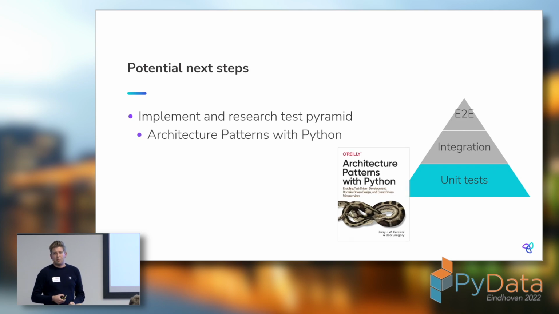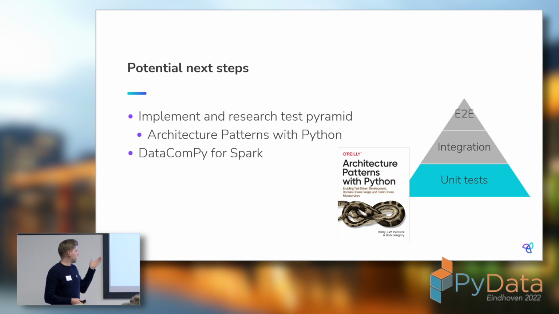A book that has helped me at least to become more confident in that is Architecture Patterns with Python. It's not necessarily a data science or a data engineering book. It's more focused towards software engineering. And today we also used Pandas, but if you're using Spark, for example, you can use the data compile package in order to do your asserts on PySpark data frames.